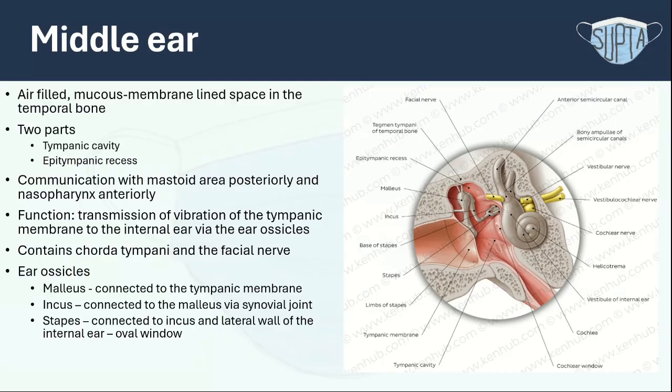Its main purpose is to transmit those sound vibrations that have been passing through the external acoustic meatus to the middle ear, and then amplify and conduct those into the internal ear for processing. It contains the chorda tympani and the facial nerve, which are important surgical considerations as well. That's often why a complication of a lot of middle ear surgeries involves damage to the facial nerve. And then you have your ear ossicles as well: the malleus, the incus, and the stapes.